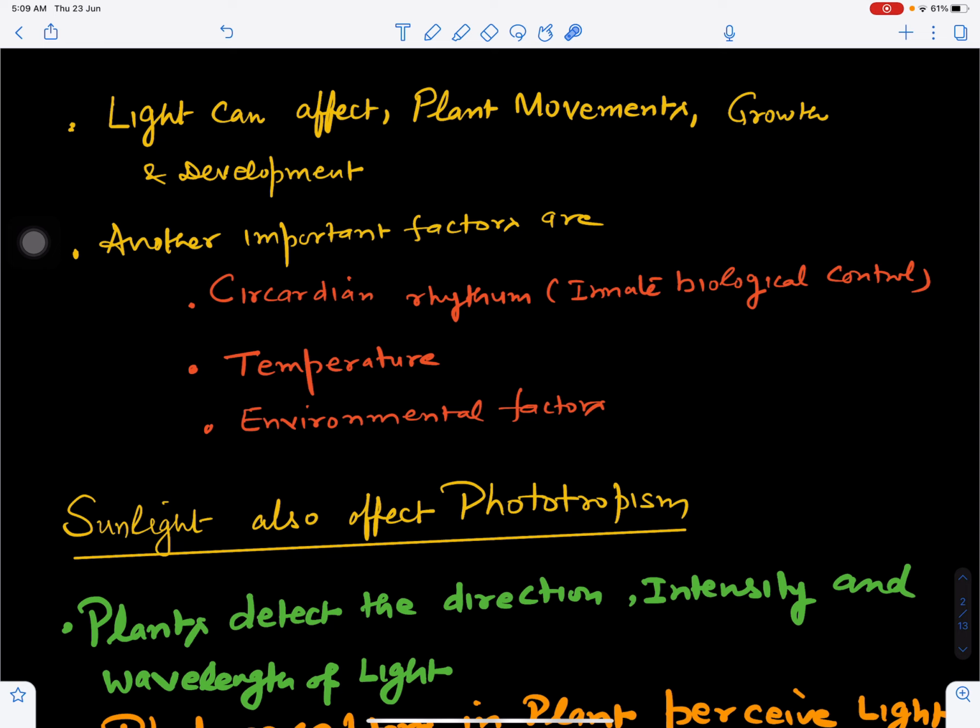Another important factors which are involved in photomorphogenesis are the innate biological control of an organism, circadian rhythm, biological clocks inside the organism, then the temperature in the surrounding, whether it is high or low, and what kind of environmental factors are there, what kind of nutrition is available to the plant, what is the pH value in the surroundings. So all these factors will affect photomorphogenesis.